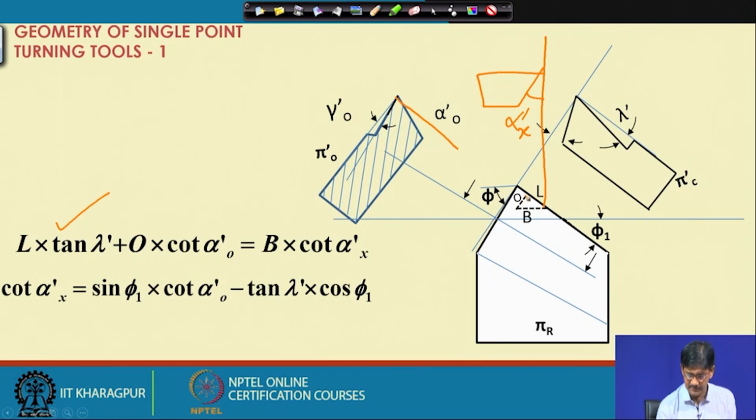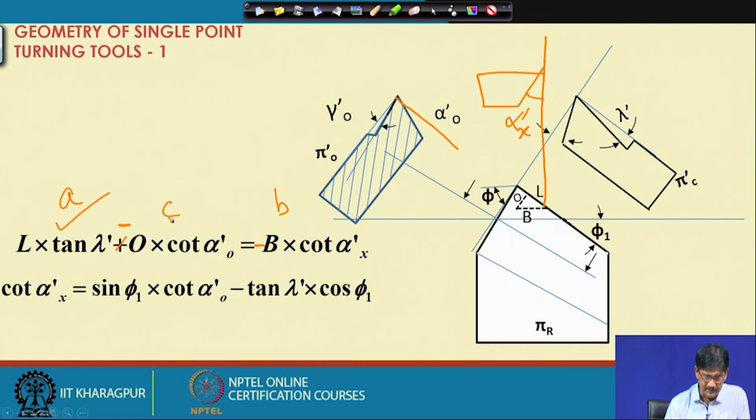L tan lambda dash is this distance, and then I move further down along this one. So, this is equal to this expression. I will introduce one negative sign here, so that it is L tan lambda dash plus this one, and here also I introduce a minus sign. So, basically A plus B is equal to C.